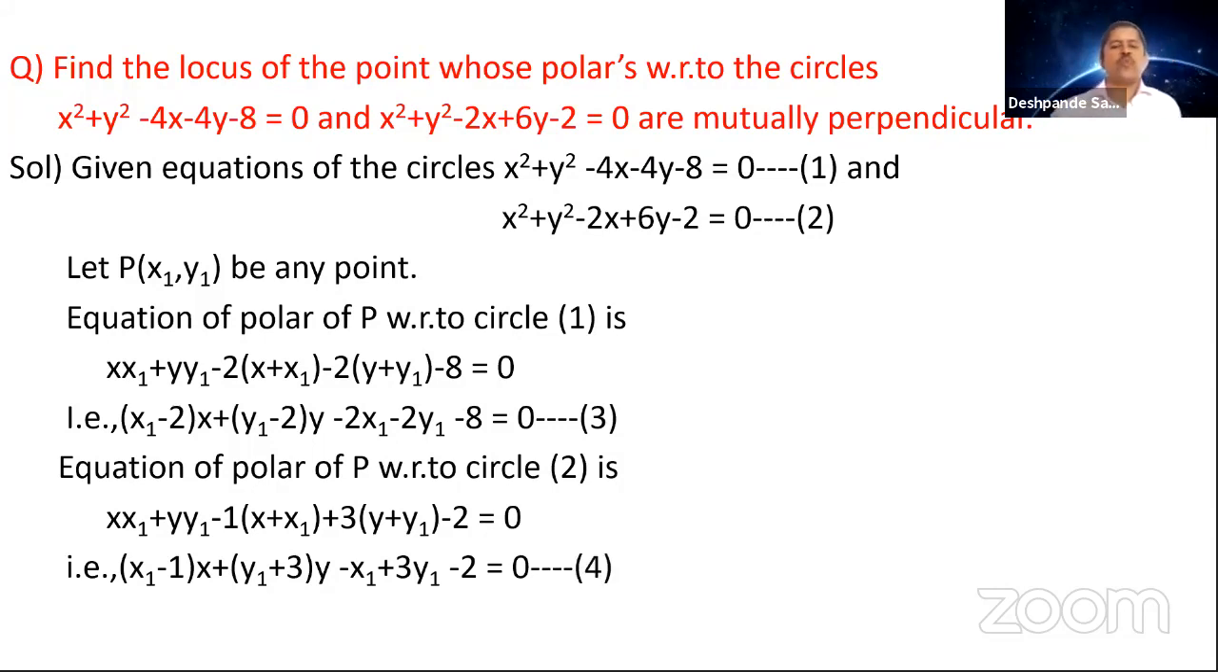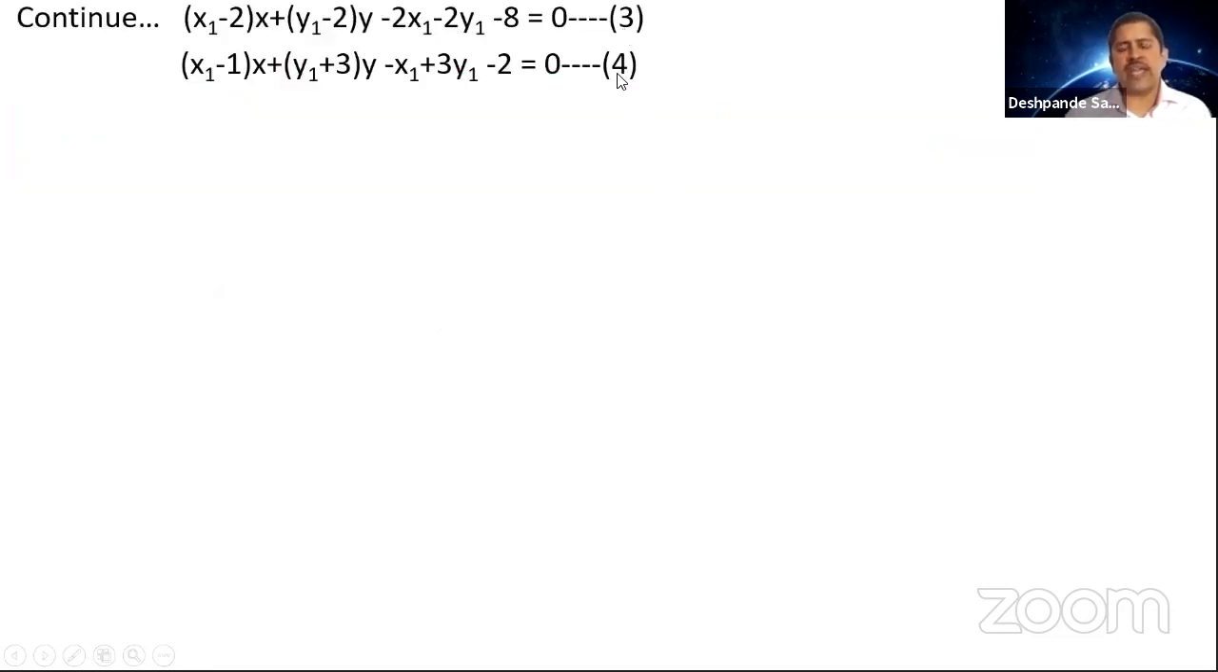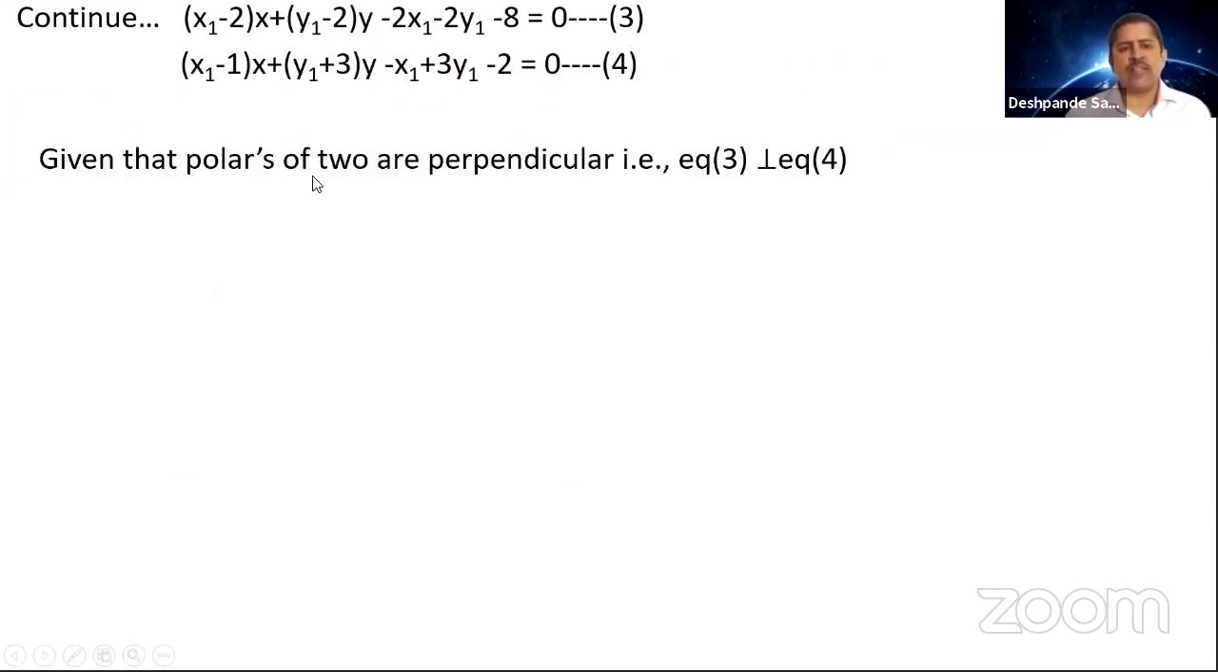Now what you have to show, what is the given condition? First of all, these two polars are mutually perpendicular. So when can you say two lines are perpendicular? So equation 3 and equation 4 are like this. Given that the polars of the two circles are perpendicular, that is equation 3 is perpendicular to equation 4.